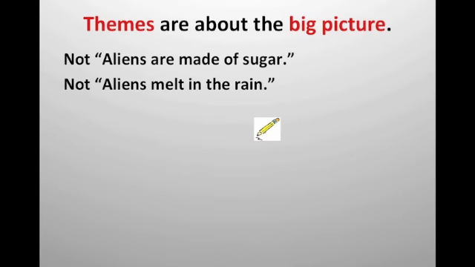Now again, themes are about the big picture. Hopefully at this point you've read Rain, Rain, Go Away, and I'm not spoiling the ending for you. But when we read Rain, Rain, Go Away, if you said that the theme of the story was that aliens are made of sugar or that aliens melt in the rain, you're thinking, again, only about the small world of the story and not really the big picture.